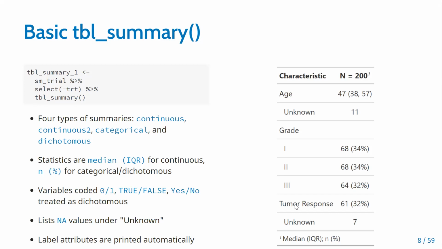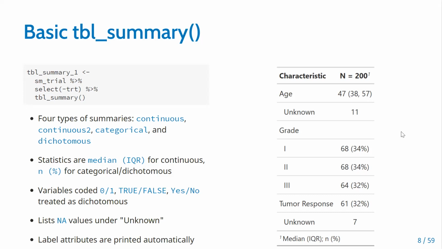Dichotomous variables are different from categorical variables because they're displayed on a single row. You can see here, tumor response is actually coded as 0 and 1, but we're only showing one line because most often with dichotomous variables, you only need a single line to describe it. The default statistics for continuous variables are just the median and the interquartile range. For categorical and dichotomous data, we just show the n and the percent. And by default, if there are missing values for a variable, we show a row for the number of unknown.